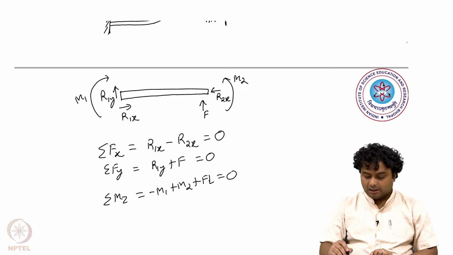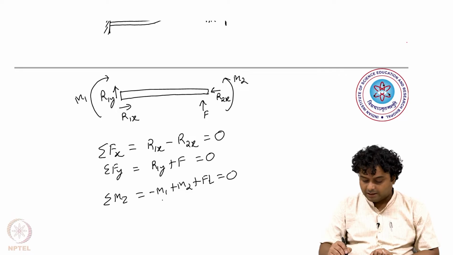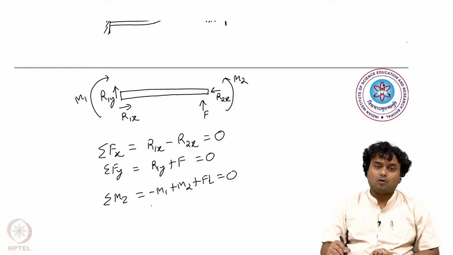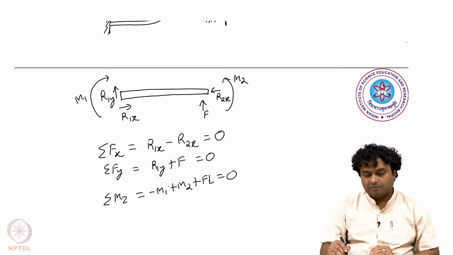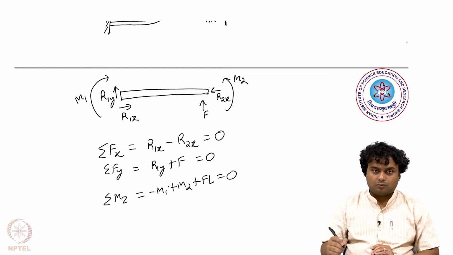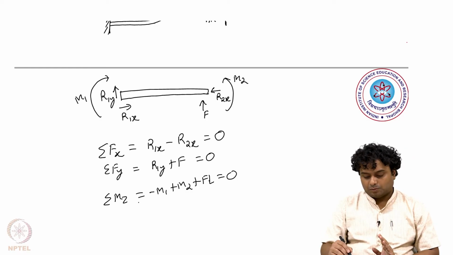Now see here I have put a negative sign before M1, because here I am considering that the clockwise moments are negative. This is purely a convention; whatever convention we fix, we should move with that particular convention and not change it. So for this purpose I am considering only that anti-clockwise moments are positive and clockwise moments are negative.